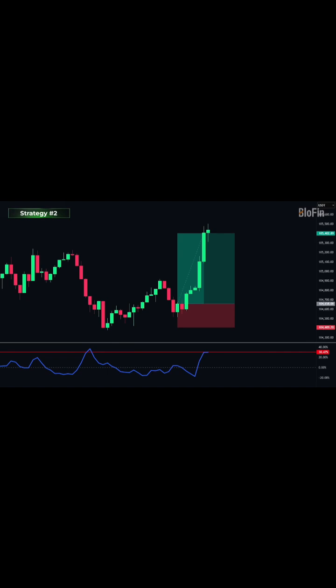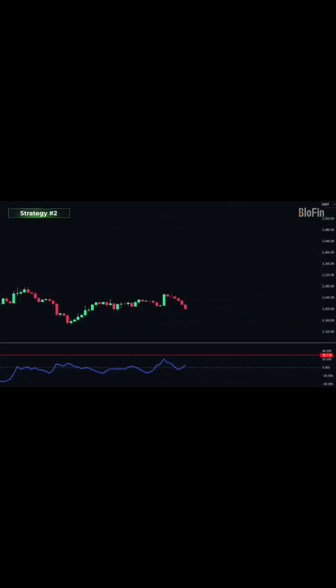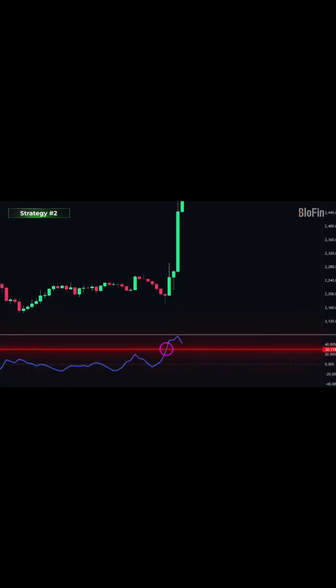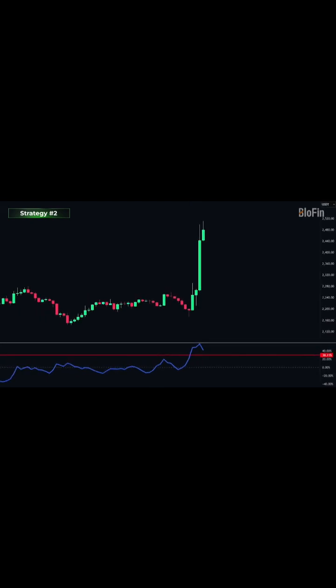Let's look at another example. Again, the first thing we want to see is a volume spike crossing above the 30% level, like in this example. Next, identify the trend that led to that volume spike. In this case, it's an uptrend, which means we're waiting for this trend to end so we can time the short entry and profit off the reversal.